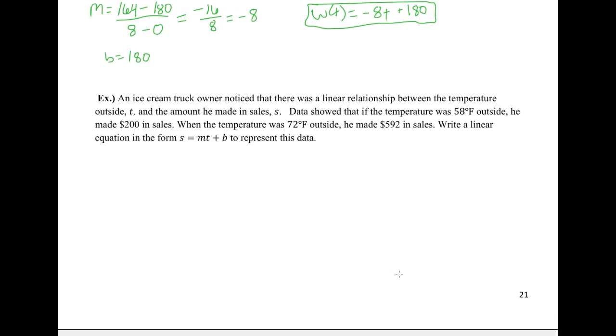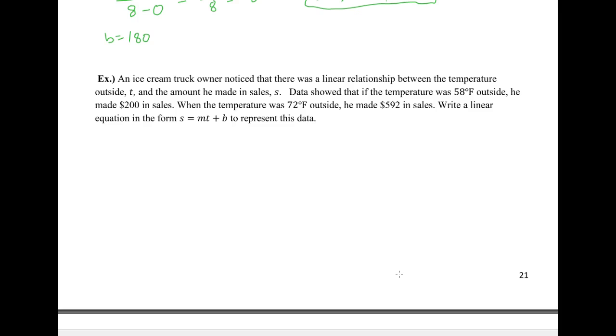Alright, let's see how you did. The next one says, an ice cream truck owner noticed that there was a linear relationship between the temperature outside T and the amount he made in sales, S. Data showed that if the temperature was 58 degrees outside, he made $200 in sales. When the temperature was 72 degrees Fahrenheit outside, he made $592 in sales. Write a linear equation in the form S equals mt plus b to represent this data.